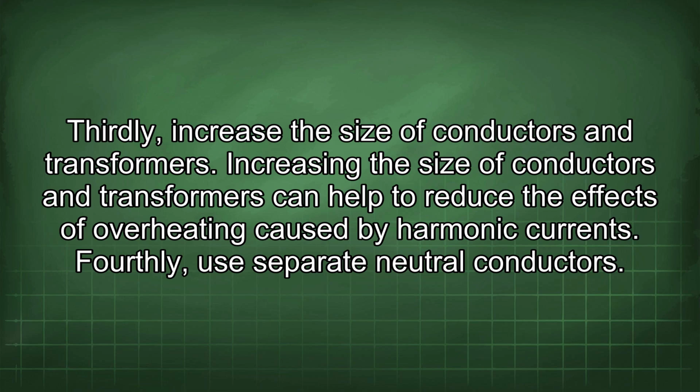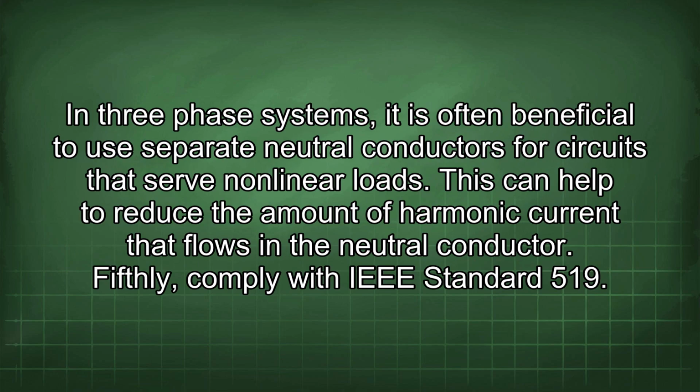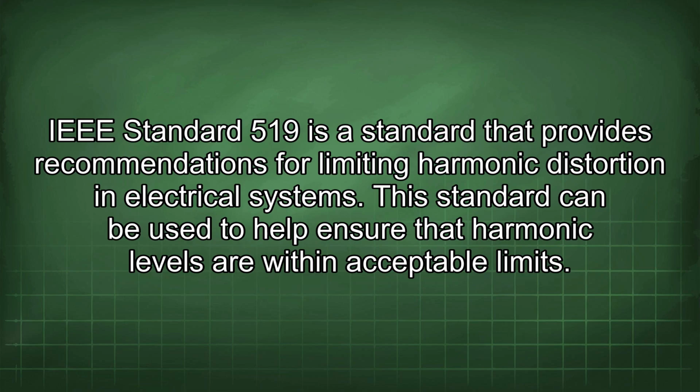Increasing the size of conductors and transformers can help to reduce the effects of overheating caused by harmonic currents. Fourthly, use separate neutral conductors. In three-phase systems, it is often beneficial to use separate neutral conductors for circuits that serve nonlinear loads. This can help to reduce the amount of harmonic current that flows in the neutral conductor. Fifthly, comply with IEEE Standard 519. IEEE Standard 519 is a standard that provides recommendations for limiting harmonic distortion in electrical systems. This standard can be used to help ensure the harmonic levels are within acceptable limits.